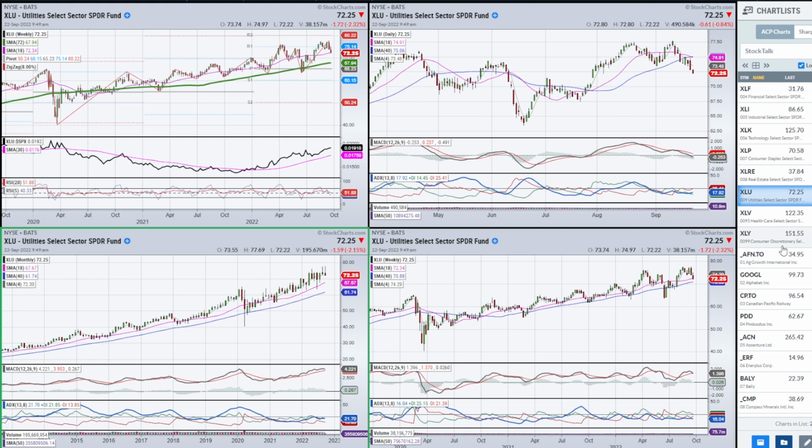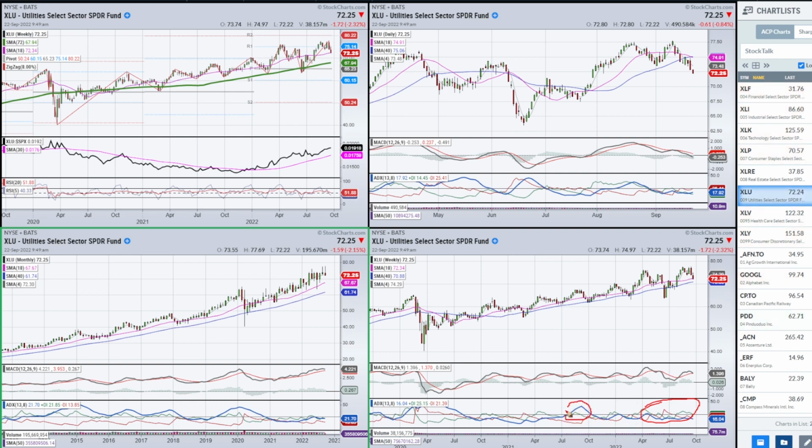XLU along with XLE are the only two sectors that are still in uptrends. They're above their moving averages on the monthly, and they're above their moving averages on the weekly. Now, what's missing here is momentum. We don't really have very good momentum in place. We never really got this cooking.